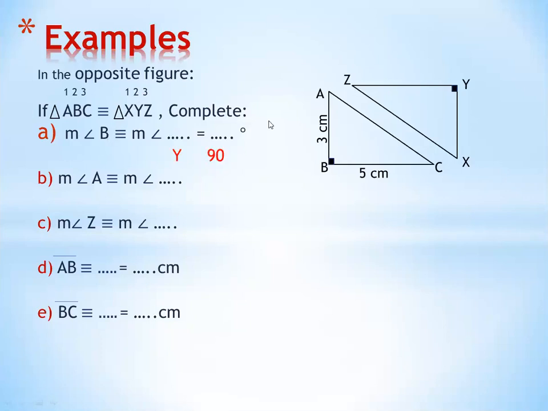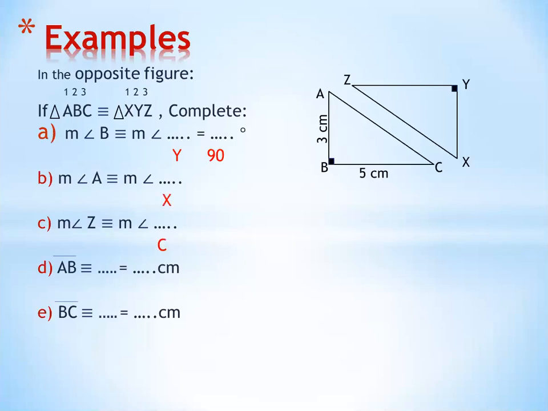Okay, what is the measure of angle B? It's 90 degrees. So measure of angle B is equal to measure of angle Y, equal 90 degrees. Second one, measure of angle A is congruent to what? A has number 1. Let's check the other polygon. Which angle has the number 1? It's angle X. So measure of angle A is congruent to measure of angle X.